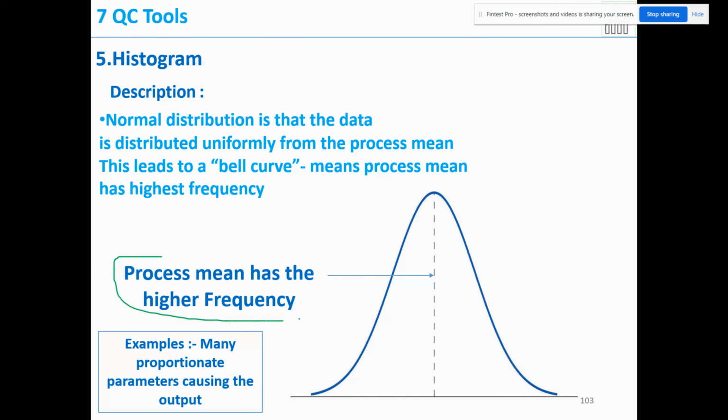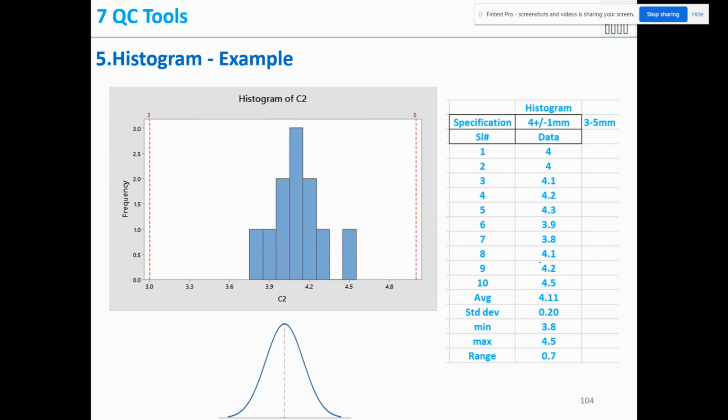Here, if you see, the process mean has a higher frequency in this particular histogram, and so it is normally distributed. We can say that it is a normal distribution curve or bell curve. It looks like a bell. Here is an example of a histogram for a dimension of 4 plus or minus 1 mm. Here, if you see, it is trending to move to the positive side.